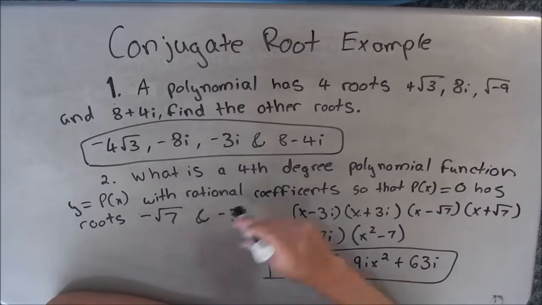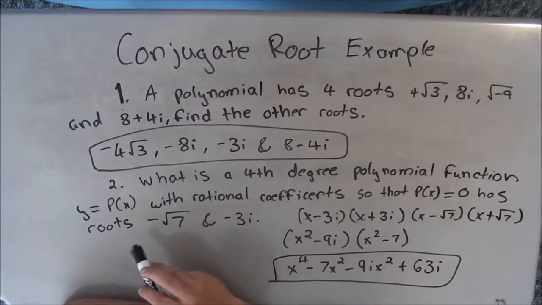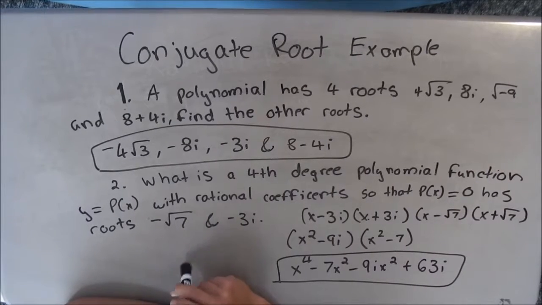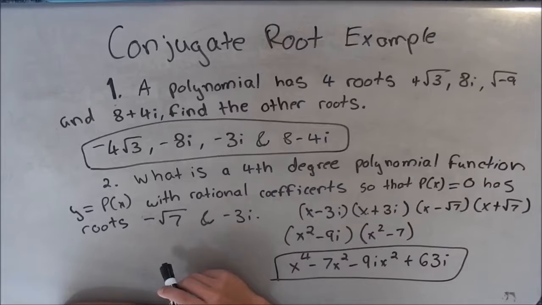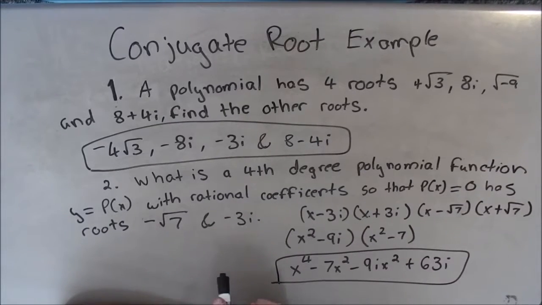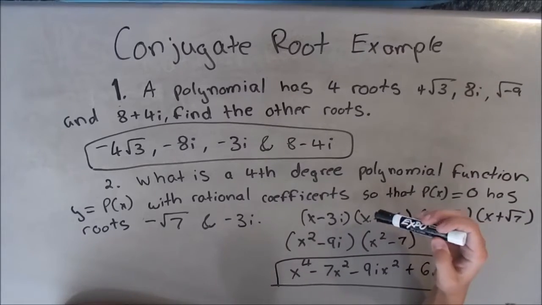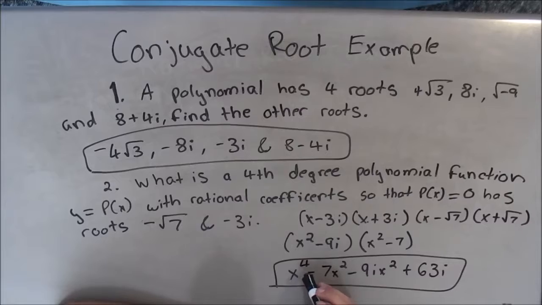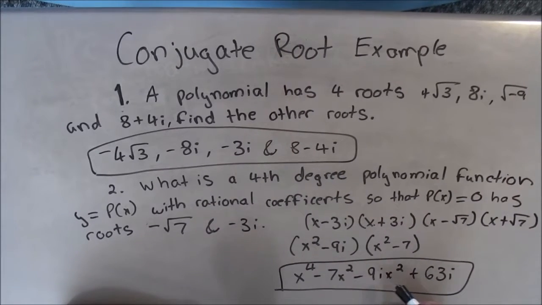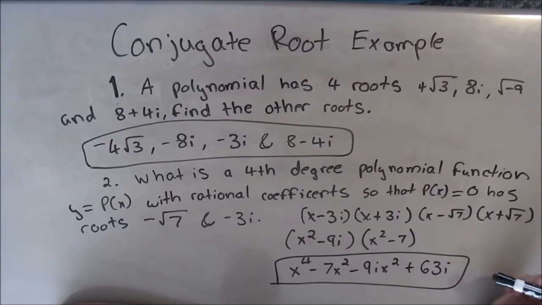For the second one, you have to find a 4th degree polynomial function, y equals p of x, with rational coefficients so that p of x equals 0 has roots negative square root of 7 and negative 3i. Basically you just have to find the conjugate pairs and multiply them all together, and then you will get x to the 4th minus 7x squared minus 9x squared plus 63i.